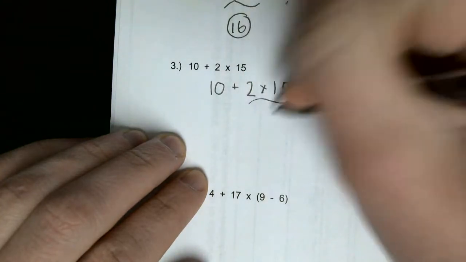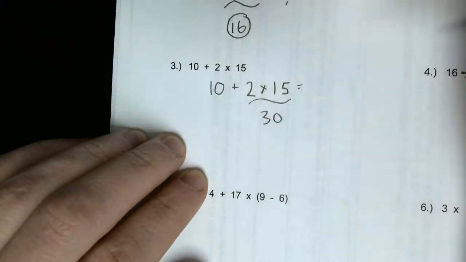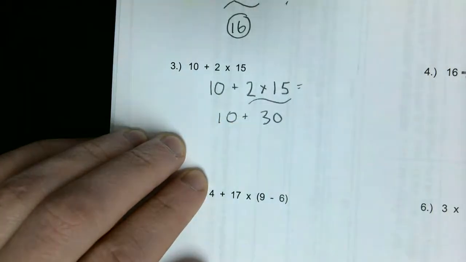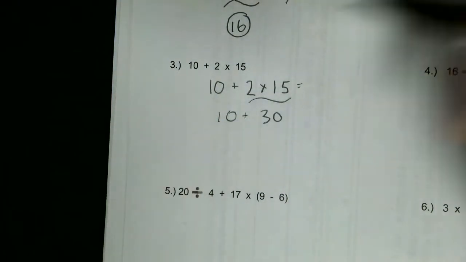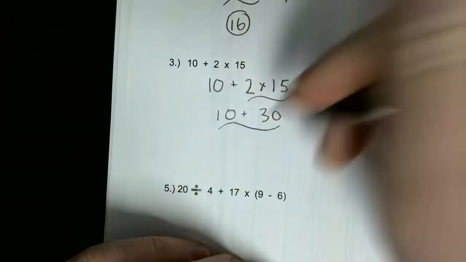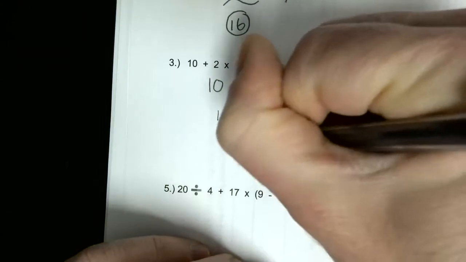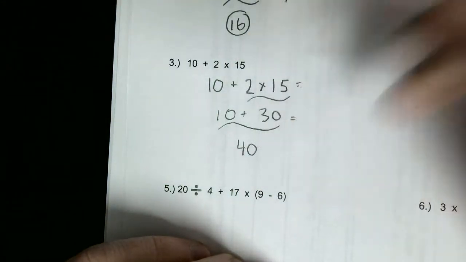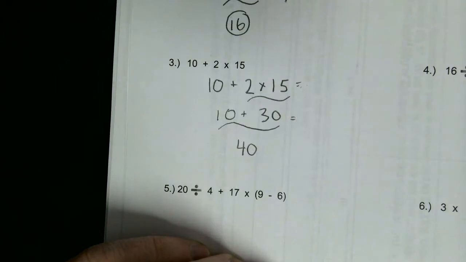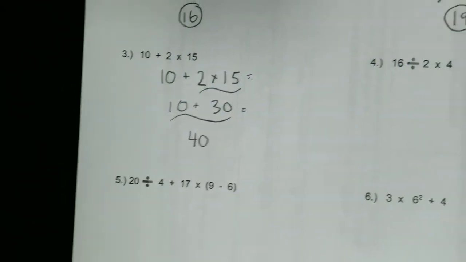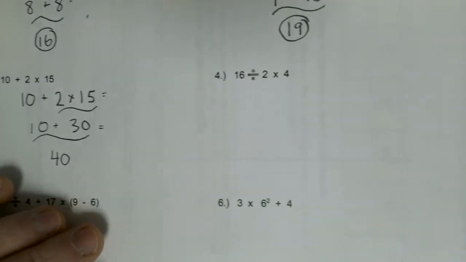2 times 15 is 30, and we're going to bring down that 10. All right. 10 plus 30 is 40. So again, each row of this expression was worth 40. We just simplified it more and more as we went. Not too bad. This is going to be the last of the really simple ones, and then we're going to get into ones that are a little bit more complicated.